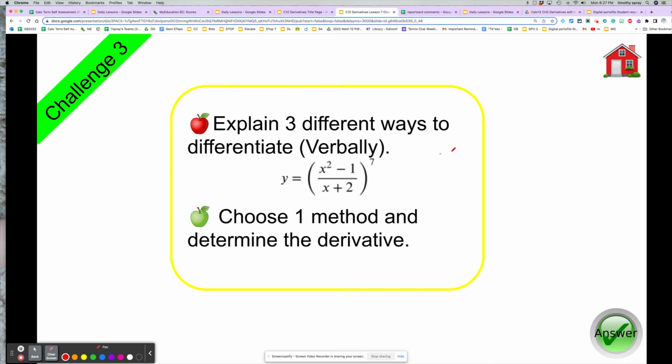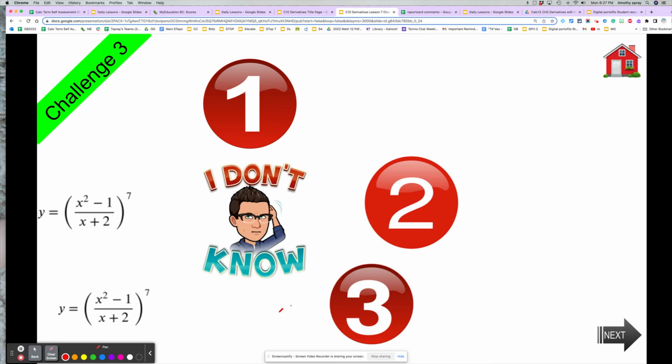Okay, explain 3 different ways to differentiate verbally. Okay, so let's be able to talk about that. So this is this whole thing to the power 7. I want you to be able to clearly articulate 3 different ways to do this. So here are my thoughts.